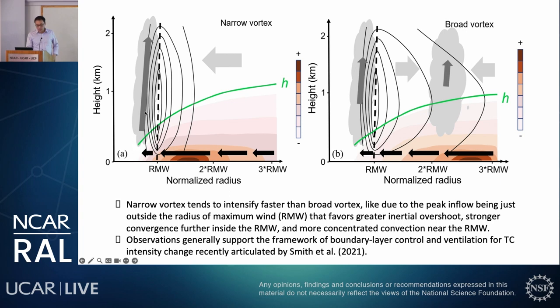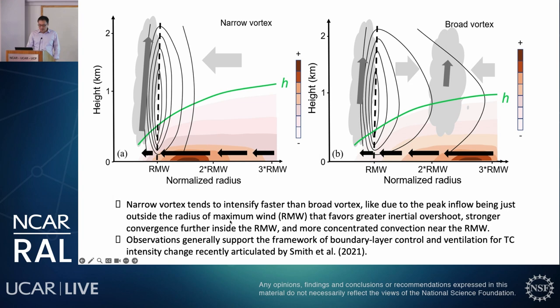And in terms of the updrafts or vertical motion, the strongest updraft is concentrated near the RMW for the narrow vortex, whereas for the broad vortex they are more broadly distributed, with a secondary peak of the updraft in the outer core region.